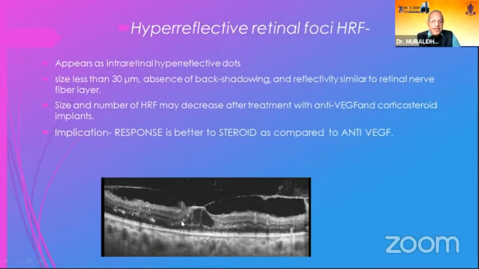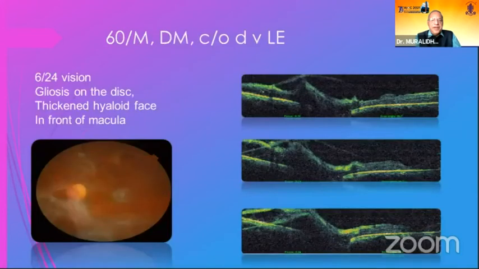So the size may vary depending on the treatment, and the presence of large number of hyperreflective foci is supposed to indicate an inflammatory pathology, and therefore these patients may respond better to a steroid injection. This is highlighting the hyperreflective foci that you see in this scan. So presence of HRF may tilt you towards giving steroid in that particular eye compared to anti-VEGF. So therefore, these biomarkers can also help us to decide regarding treatment.